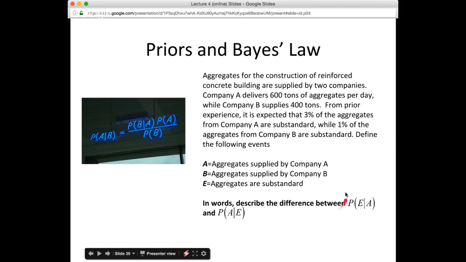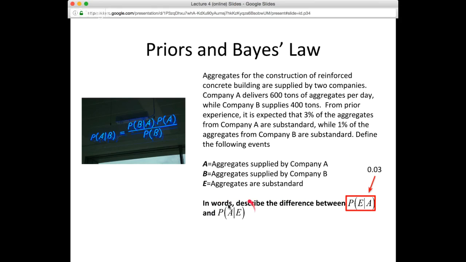Let's think about that a little bit. The probability of E given A: what is A? A is that the aggregates are supplied by Company A. So we're asking, what is the probability that the aggregates will be substandard, that's E, given that they came from Company A? We were given that information, because the problem statement says that from prior experience, 3% of the aggregates from Company A are substandard. So if the aggregates are from Company A, that's our conditioning, the probability that they will be substandard is 3%, or 0.03.